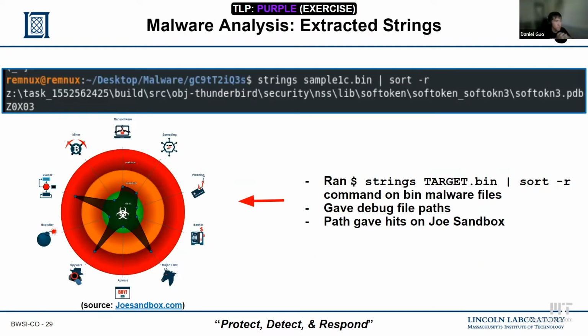Hi, my name is Daniel, and I'll be describing some of the analysis we did on the 3 bin files mentioned previously. So first, we ran strings on each of the bin files to get the debug file paths. And we ran this through Joe Sandbox, which analyzed them and told us that these bin files are mainly evaders, spyware, and Trojans. Next slide.